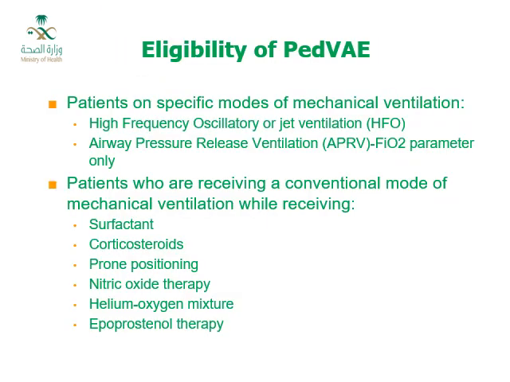Here are some of the modes that are eligible under pediatric VAE. The first one is a patient on a specific mode of mechanical ventilation, for example high frequency oscillatory or jet ventilation. Airway pressure release ventilation, like the adult VAE, is also eligible, but it is very important to note that with this ventilation mode we will monitor the FiO2 parameter only, as the MAP or the PEEP is not provided by this mode of ventilation. Patients receiving conventional mechanical ventilation while receiving surfactant, corticosteroid, prone positioning, nitric oxide therapy, helium oxygen mixture, and epoprostenol therapy are all still eligible under pediatric VAE.